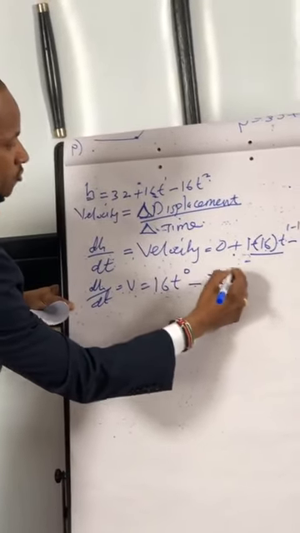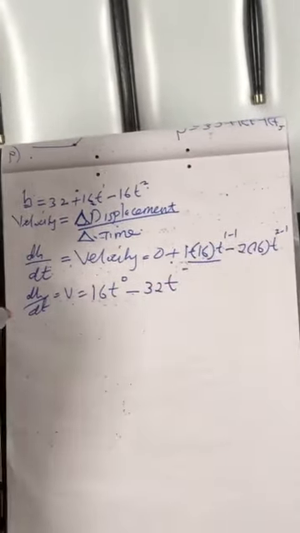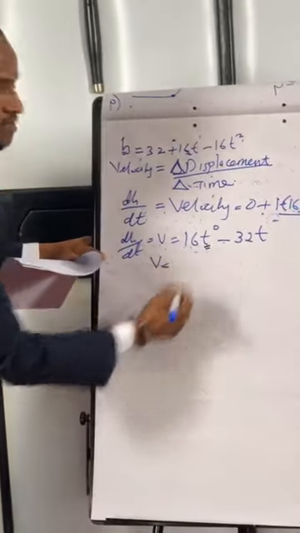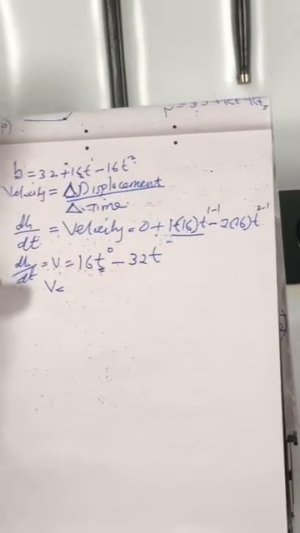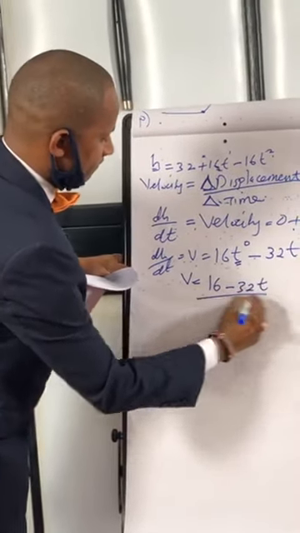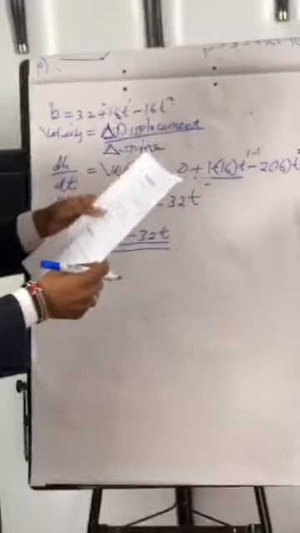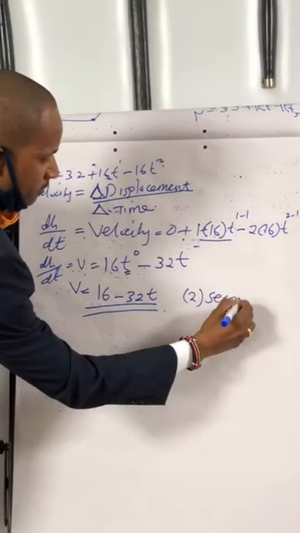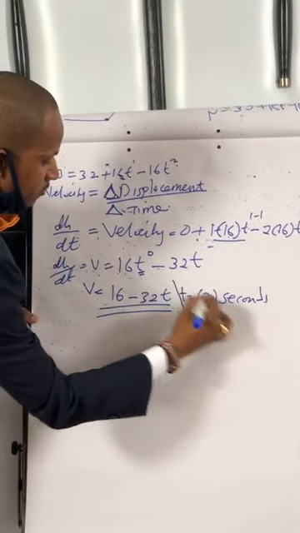minus 32t raised to power 1, which is still the same as 32t. Therefore, as I told you earlier, any letter raised to power 0 is 1. Therefore, velocity is 16 minus 32t. But the question is telling us to find the value of this velocity at which he hit the water surface. We remember that the time taken to hit the water surface was 2 seconds. So t is equal to 2 seconds.